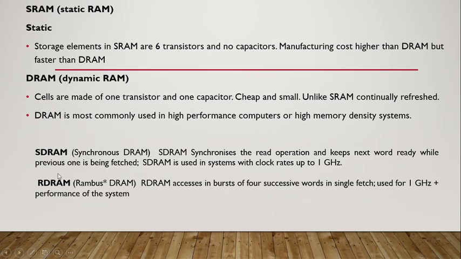Another classification, of DRAM itself, is synchronous DRAM or Rambus DRAM. Synchronous DRAM synchronizes the operation, that is the read operation. While one word is ready, it keeps the next word ready, for clock rates up to 1 gigahertz. Rambus DRAM can access a burst of, say, 4 successive words in a single cycle, a single fetch itself, and it is also used for clock rates up to 1 gigahertz.